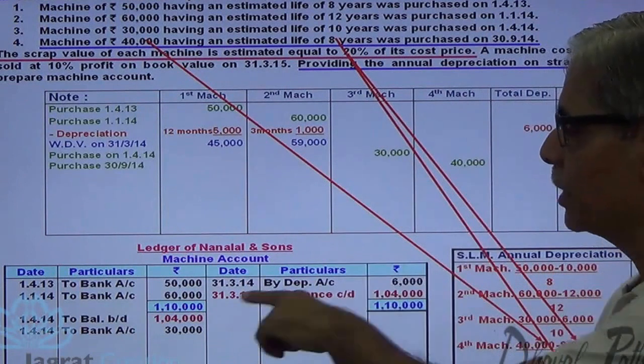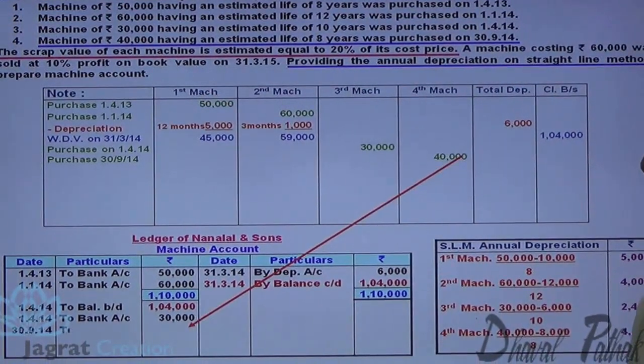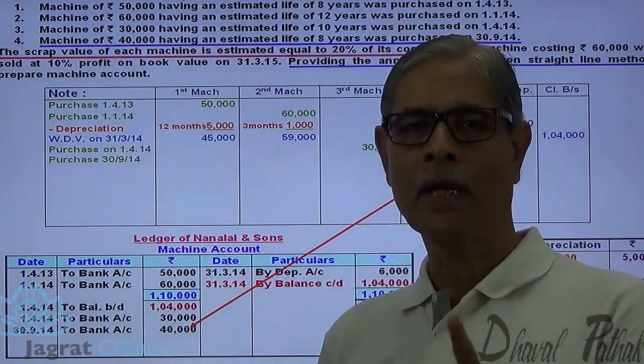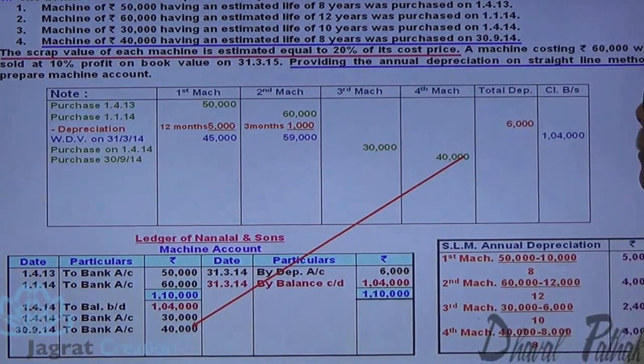Now this purchase of machinery will be debited to the machinery account. Machinery account debit to bank account credit. Purchases are recorded. After recording these purchases, I would like to calculate depreciation.